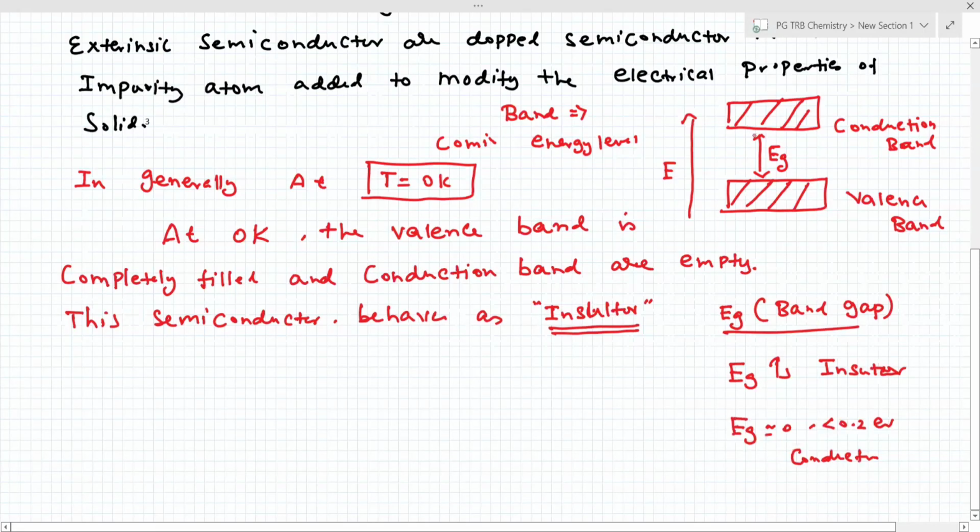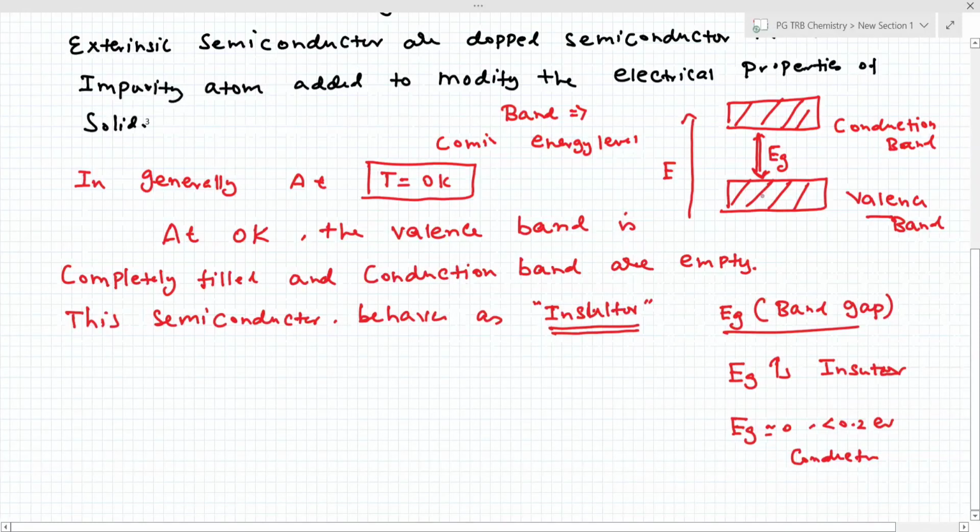Based on this EG gap between the valence band and conduction band, we can classify the property of a substance. At a very large value, we call it an insulator, and at a value near zero, we call it a conductor. The medium value, we call a semiconductor. I discussed this last class. If you want to know the values for insulator, semiconductor and conductor, please refer to part 4 or part 5 notes and you will get a clear idea. Based on these two band levels, we can easily classify conductor, insulator and semiconductor.